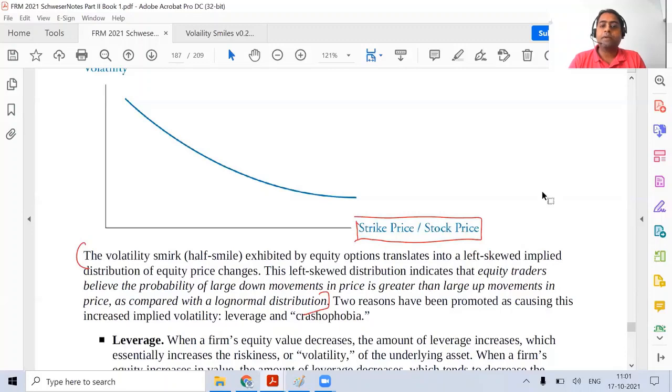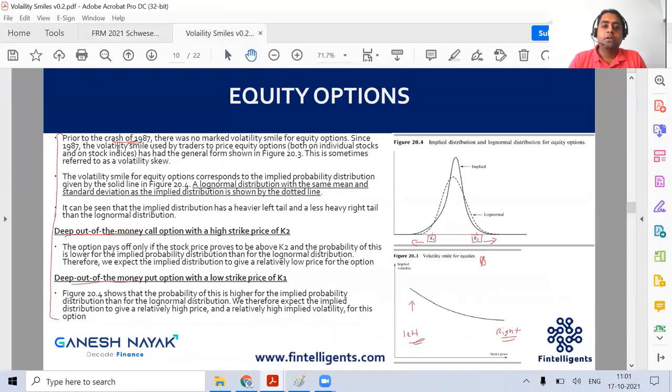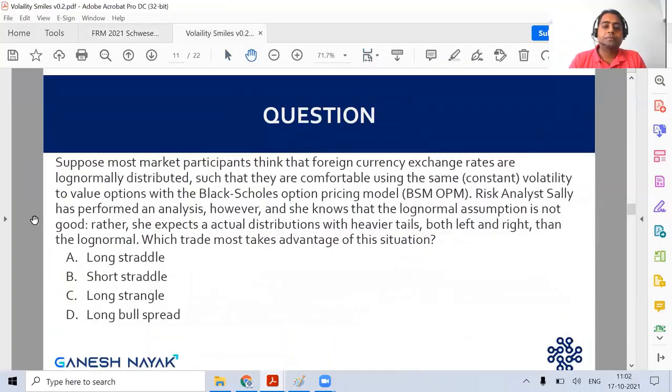All good. I'm assuming everybody has seen this section. Let us go towards this question. What is this talking about? Okay. They are talking about foreign exchange currency. Okay. And what they are talking about is that most participants are still using log normal distribution. Okay. To price the foreign exchange currency.